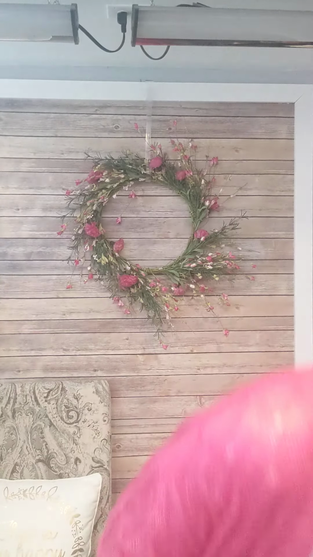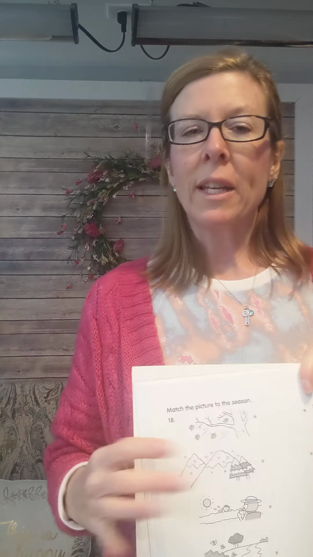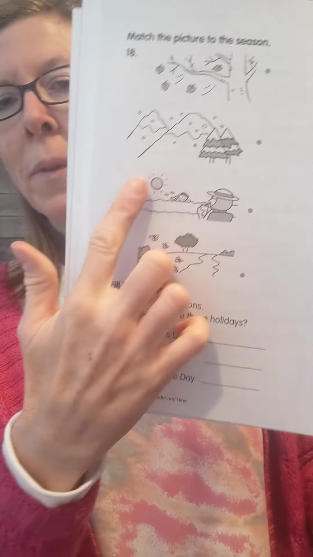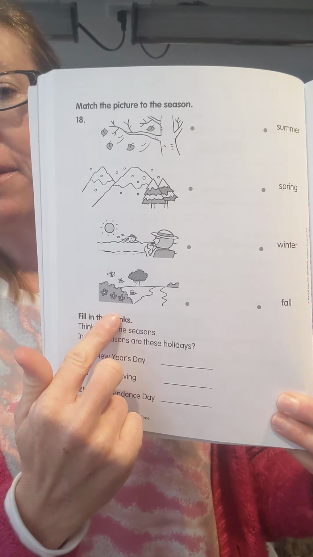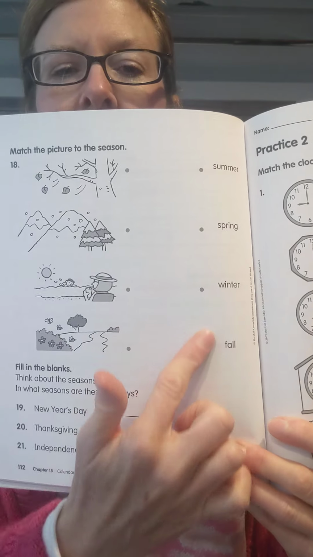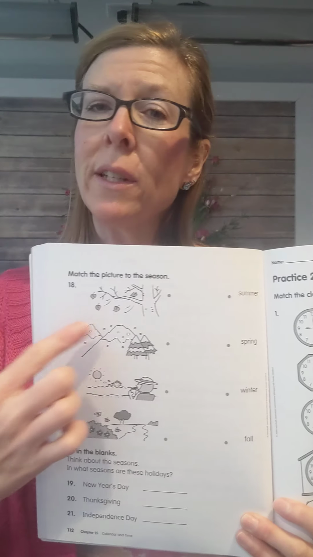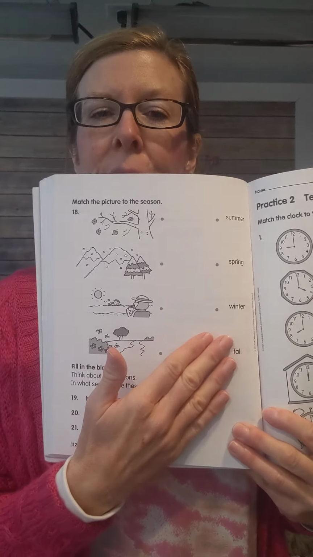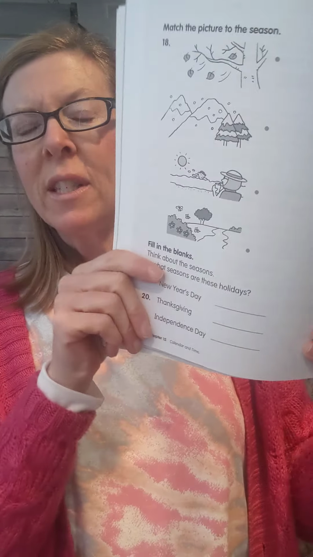So for your math today, you're going to be working on this page, okay? It has a picture of the 4 seasons, and it has the name of the 4 seasons on the opposite side. What you're going to do is match up the picture of the season with the name of the season on the other side. And then, of course, down at the bottom, there are a couple holidays listed because most of the seasons in our year have holidays in them too.